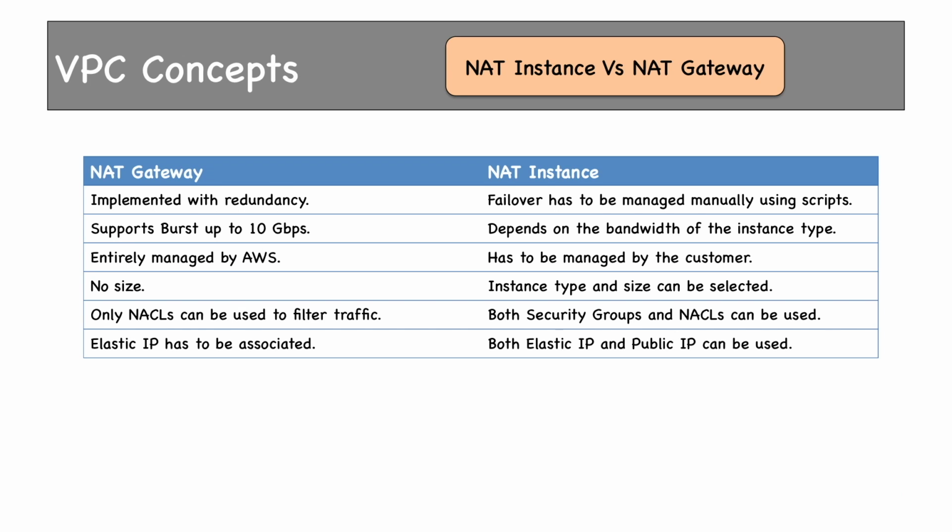There's no size limitation in NAT gateway. You just create NAT gateway as an entity. But while creating a NAT instance, you can mention instance type and size, because you'll be launching the NAT software in an EC2 instance. In NAT gateway, only NACLs can be used to filter traffic. As I said, for NAT instance, both security groups and NACLs can be used. Elastic IP has to be associated with NAT gateway, and in NAT instance, both elastic IP and public IP can be associated. Public IP is the one which you get after launching an EC2 instance, and it is provided by AWS.